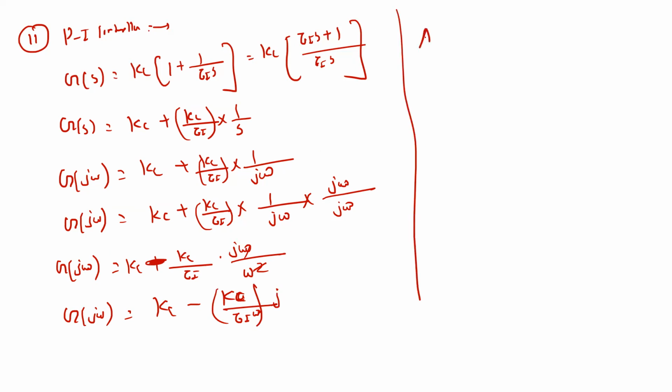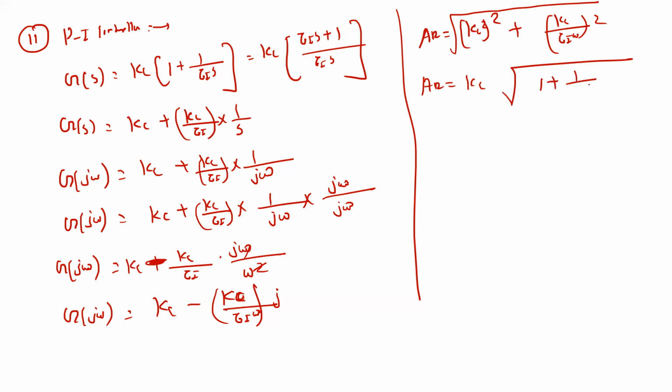Fine. So your amplitude ratio is equal to what? This square plus this square. So Kc square plus (Kc by tau I omega) whole square, whole root. So this one is your amplitude ratio for the proportional integral controller.